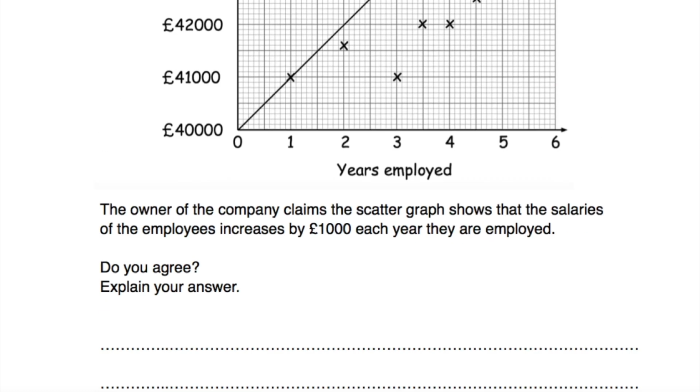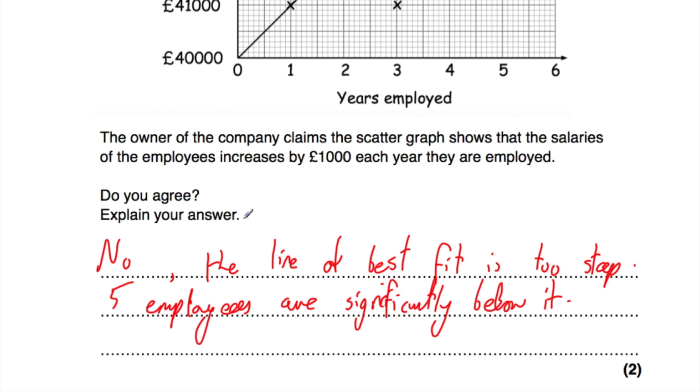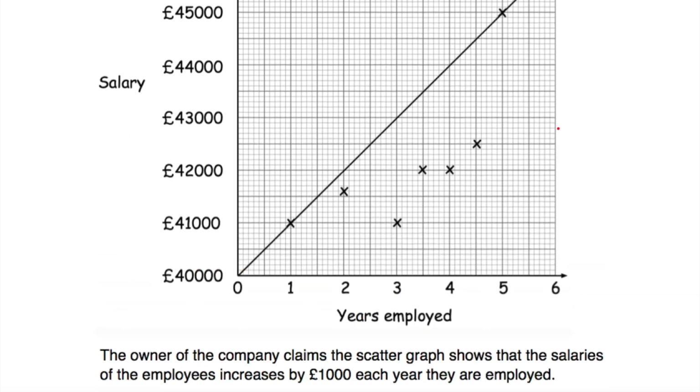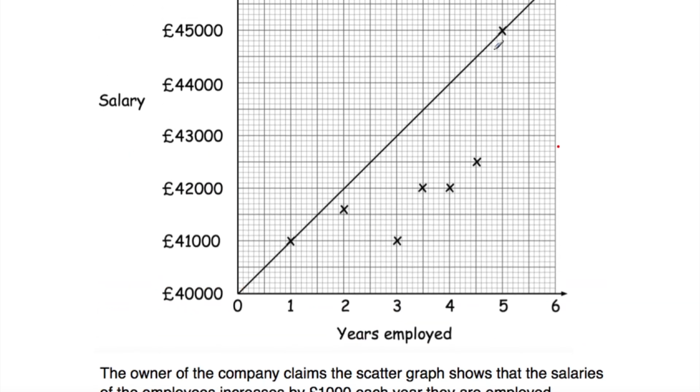So let's explain that. So I've just written, no, I don't agree. The line of best fit is too steep, and that 5 employees are significantly below it. We've got these 5 employees that are significantly below that line of best fit. So maybe the owner of the company is manipulating the data to suit them and to back up what they're claiming. And that's it.